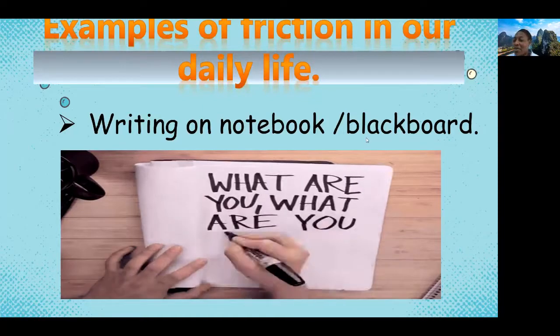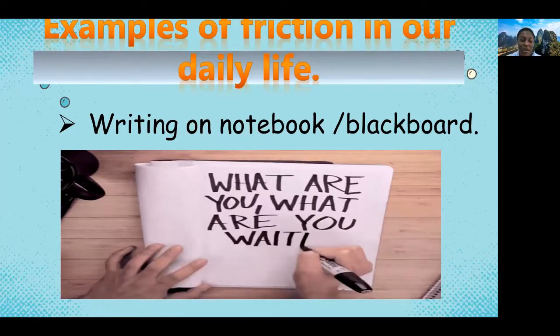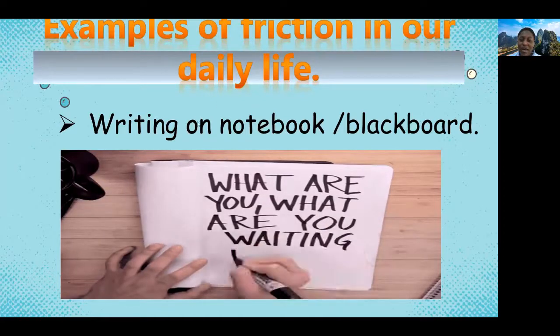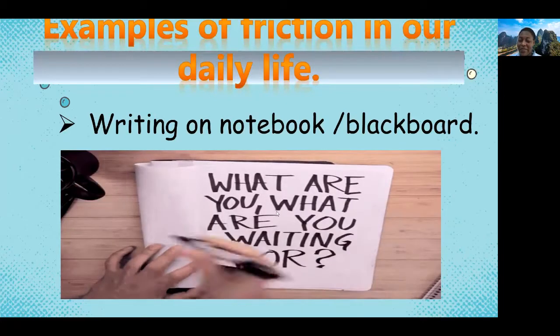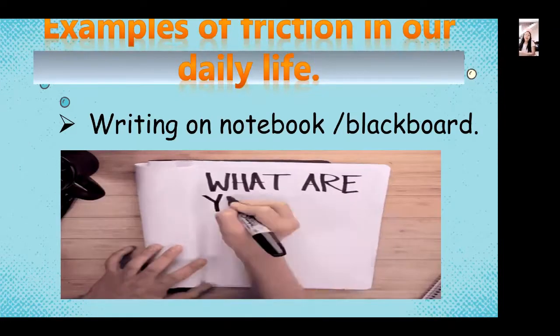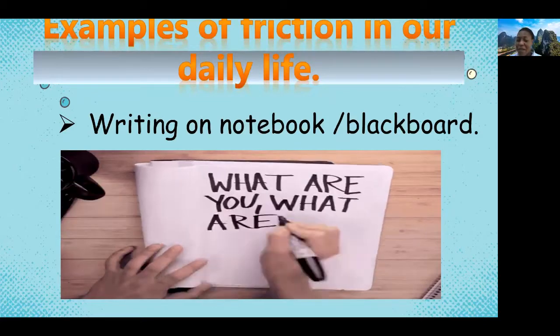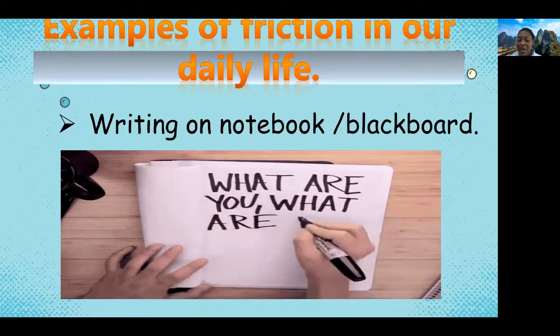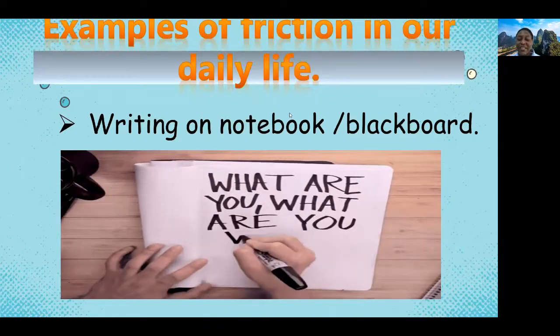So I put a picture there to show maybe there are some people who don't understand what writing is. So this is what we mean by writing. This person is writing. When you put a picture, we understand more, and it is fun. So this one is writing on a notebook.